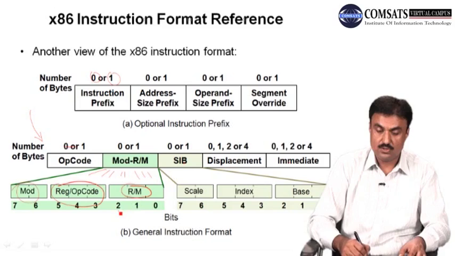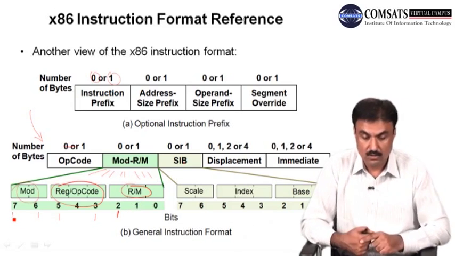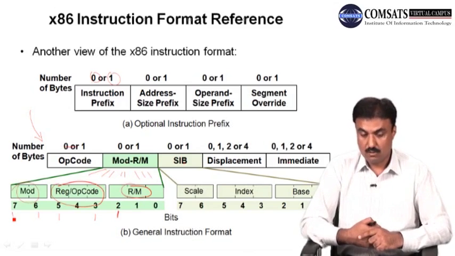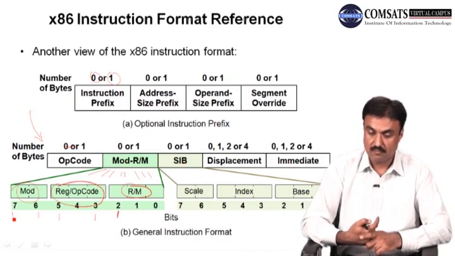Bits 0 to 2 are called R/M bits. Bits 3 to 5 are called the register or opcode bits, and bits 6 to 7 are called the mod bits, the mode bits, we can call them. These are called the mode bits, which show which addressing mode you are using.